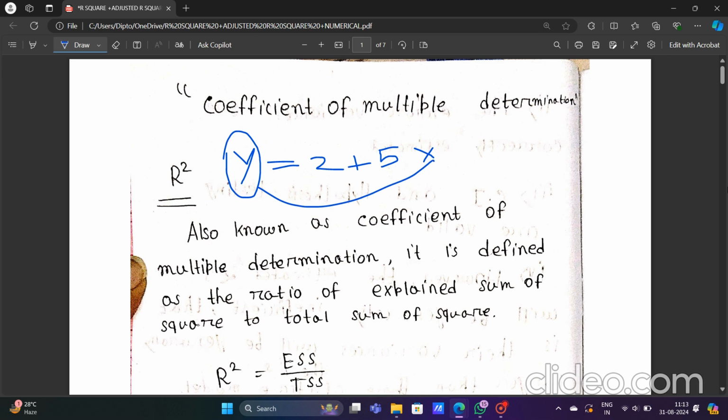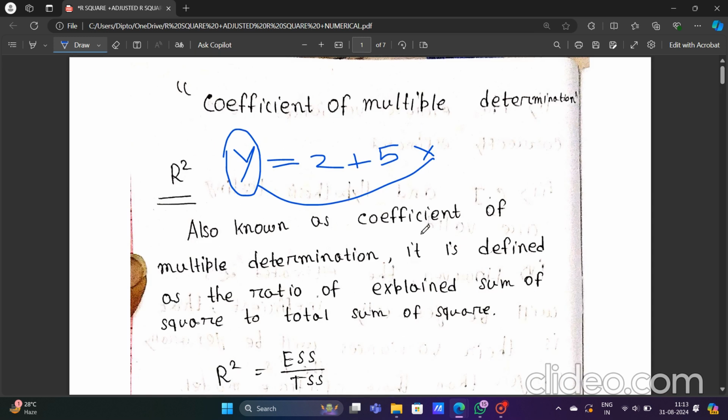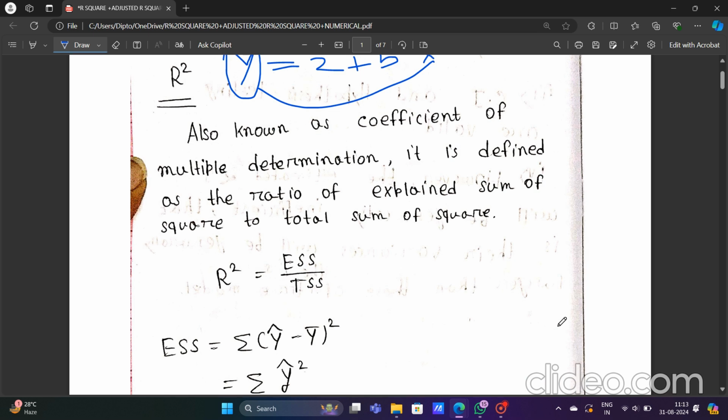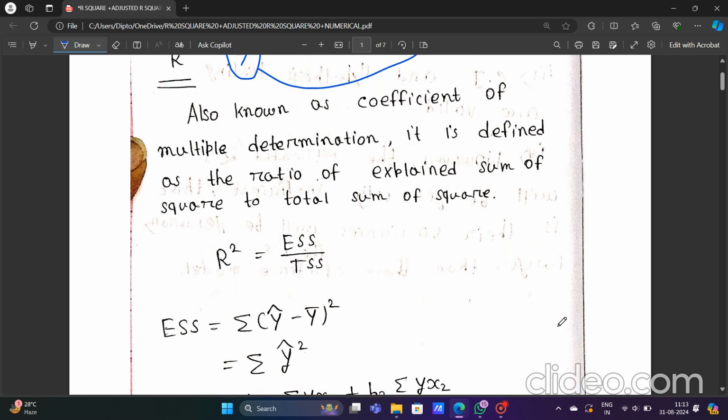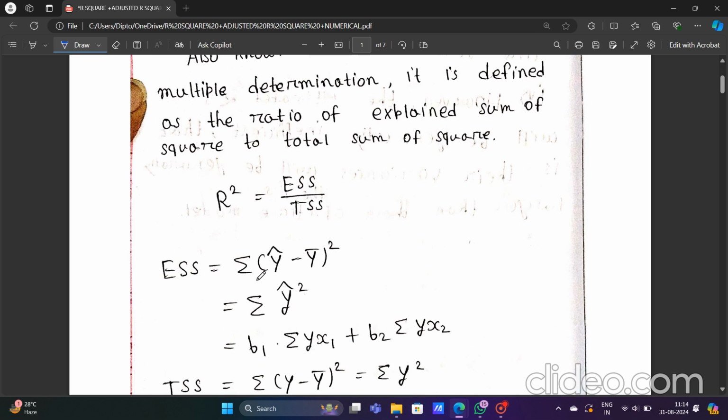Now R square is also known as the coefficient of determination or multiple determination. R square can be explained as the ratio of explained sum of square and total sum of square. What is explained sum of square? Explained sum of square is nothing but the summation of y hat minus y bar whole square. Here this y hat is the regression line or the equation of the regression line.